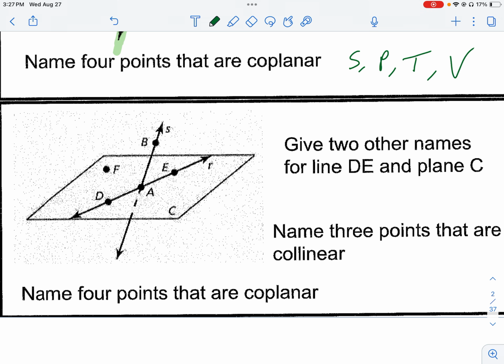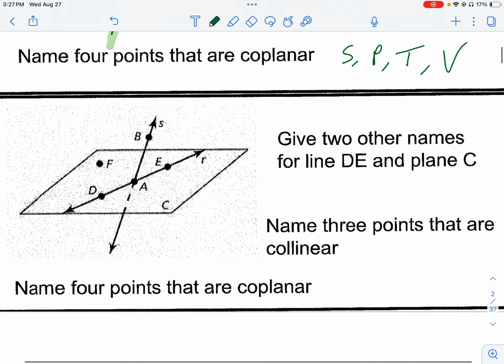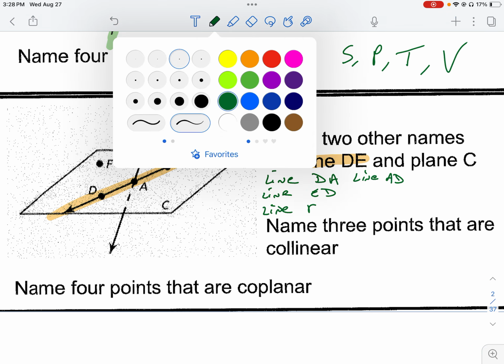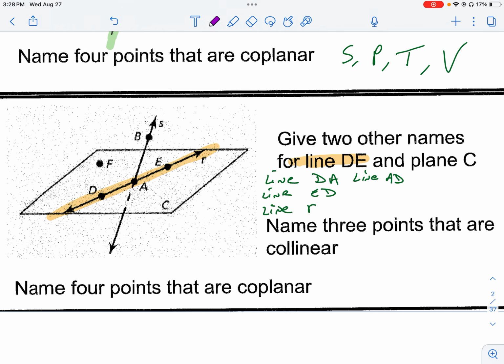All right, so you tried it. Let's find line DE. So we can call it line DA. We can call it line ED. We can call it line R. We could call it line AD. All are legal. And hopefully you got 2 out of those 4.